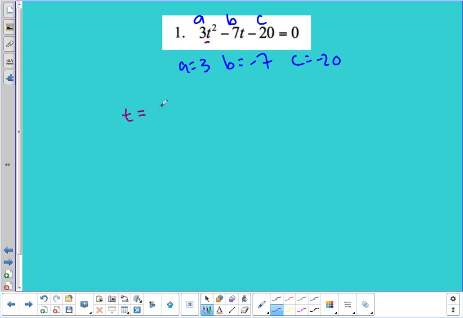Okay, so t is equal to, now I want the opposite of b. If b is -7, I need its opposite, and its opposite is +7. That's plus or minus the square root of, then I need b squared. Put it in parentheses, just always put it in parentheses so that you know that it has to be in parentheses in your calculator. So (-7) squared minus 4, that 4 is always there, times a times c. This whole thing, not just the radical, the whole thing is over 2 times a.